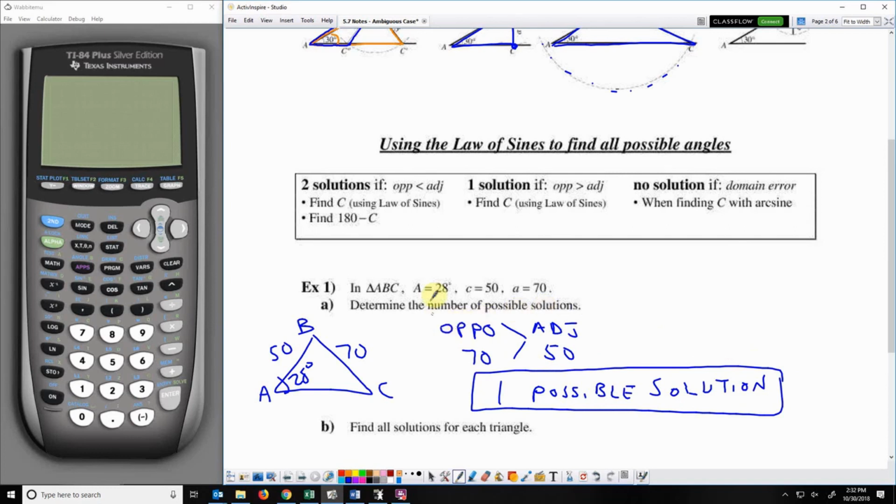If opposite is less than adjacent, there's two possible solutions. And whatever we think the number of solutions may be, if I find a domain error when I'm trying to find one of the angles, then it turns out there's actually no solution.